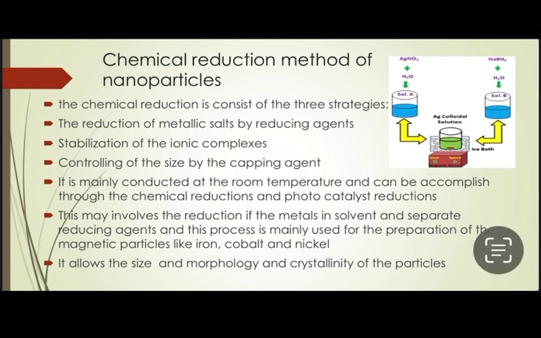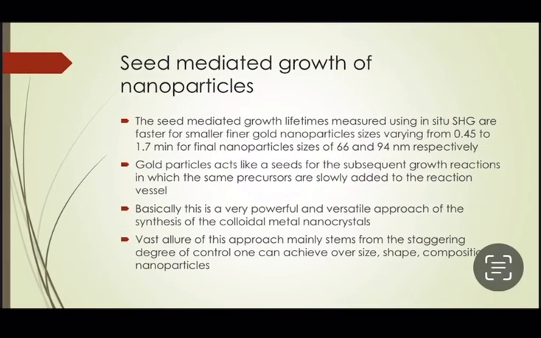Here we came to know about this. The chemical reduction consists of three strategies: the reduction of the metallic salt by reducing agent, stabilization of the ion complexes, and controlling of the size by the capping agent. It is mainly conducted at room temperature and can be accomplished through chemical reduction or photocatalytic reductions. Basically, it allows control over the size, morphology, and crystallinity of the particles.